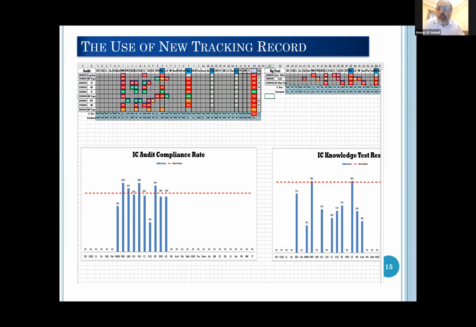This kind of log will let the staff and all those healthcare personnel that enter the department know that they have a deficit in blood and body fluid exposure. They have a deficit in isolation precautions. They have a deficit in wearing PPE. They have a deficit in doing hand hygiene.